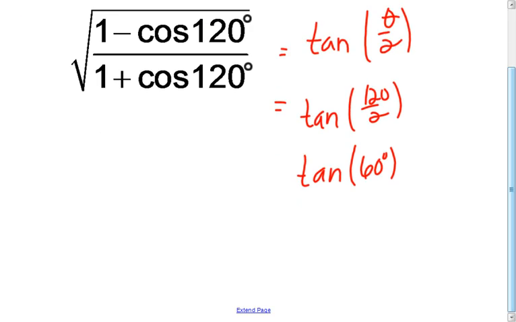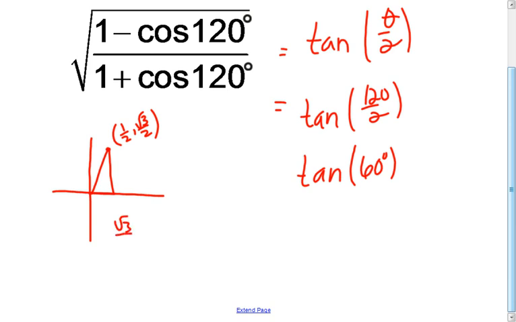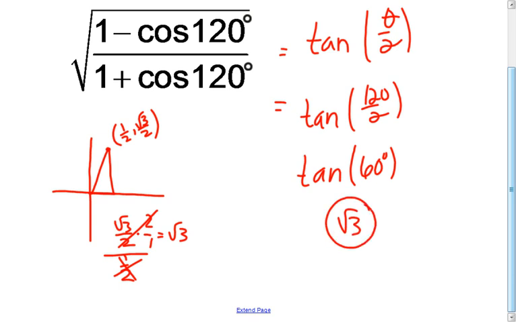Now, since I have coordinates at 60 degrees, I want you to actually find them. If you want to pull out your unit circles, you can, but 60 degrees is up here. The coordinates at 60 degrees are 1/2 and square root of 3 over 2. Tangent is your y value over your x value, so tangent will be root 3 over 2 over 1/2. Flip the 2 over the 1, the 2's cancel, and you will get root 3. So I want you to have root 3 as your final answer here since you have coordinates at 60 degrees.